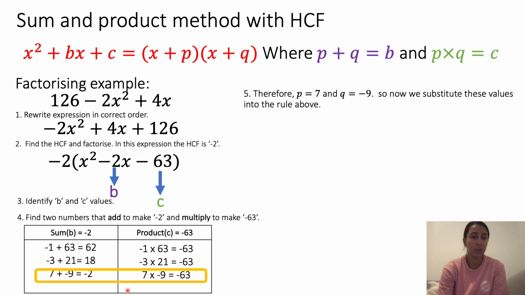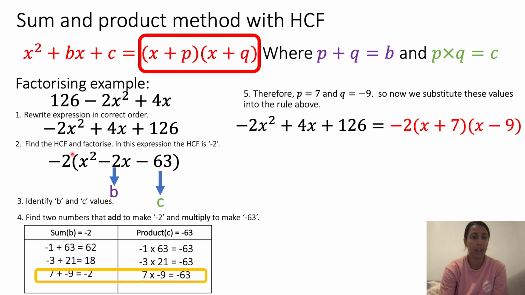Then we're going to substitute them in. So p equals 7, q equals -9. And we substitute these into this rule, still with our highest common factor out the front. So it's going to look like -2 brackets x plus 7 brackets x minus 9.